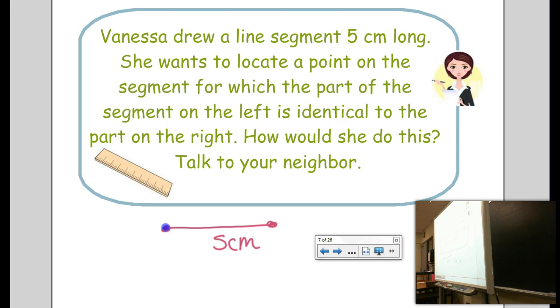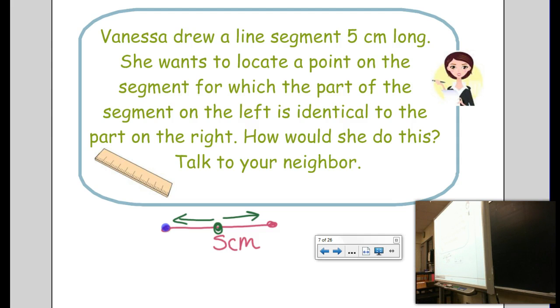I heard someone say a good word that started with an M. Was that Jared? Midpoint. She is trying to locate a midpoint because a midpoint is right smack in the middle. It means the stuff to the left is exactly identical to the stuff to the right.